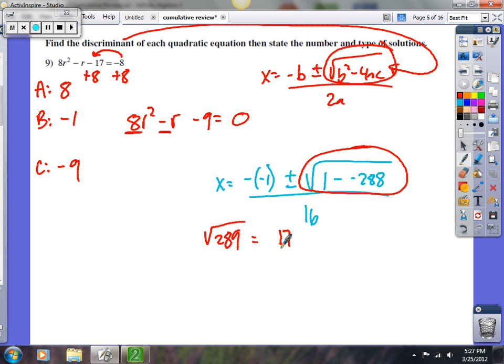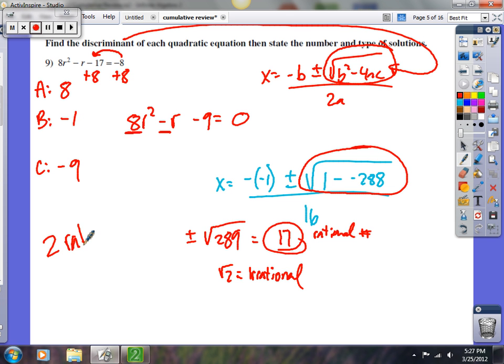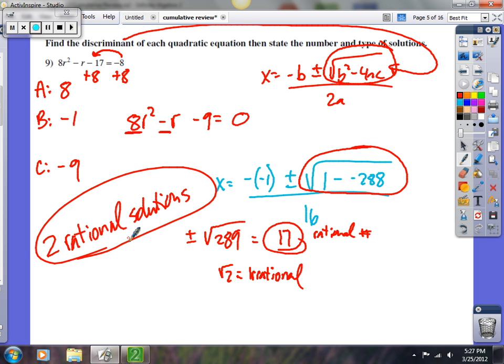So I've got two options. It was a whole number, or it was an irrational number, like the square root of 2. The square root of 2 is just some decimal that goes forever. So this is called an irrational number if it's a decimal that goes forever. But if it's a perfect square, we call that a rational number. So that's going to answer the type of solutions. And because it's plus or minus, there are going to be two rational solutions. That is my answer. You don't need to solve it. You just need to tell me how many and what type. Two rational solutions.